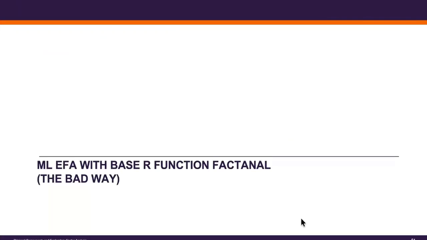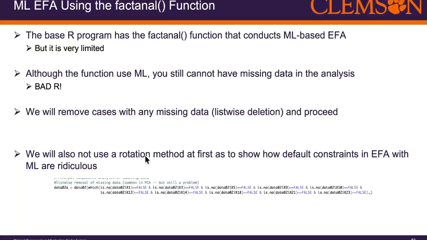Okay, we're going to start out by looking at maximum likelihood EFA using the base R function factanal. This is not the way I propose you do this, but I'm going to show it to you because this does show up frequently, and it's mirrored in other programs like SPSS or SAS or whatever your favorite is. The base R function factanal conducts maximum likelihood based EFA, but it's very limited. One of its limitations is you can't have missing data. In theory, you can using maximum likelihood, but it was not implemented, so bad R, actually bad function. So we have to remove our cases with missing data.